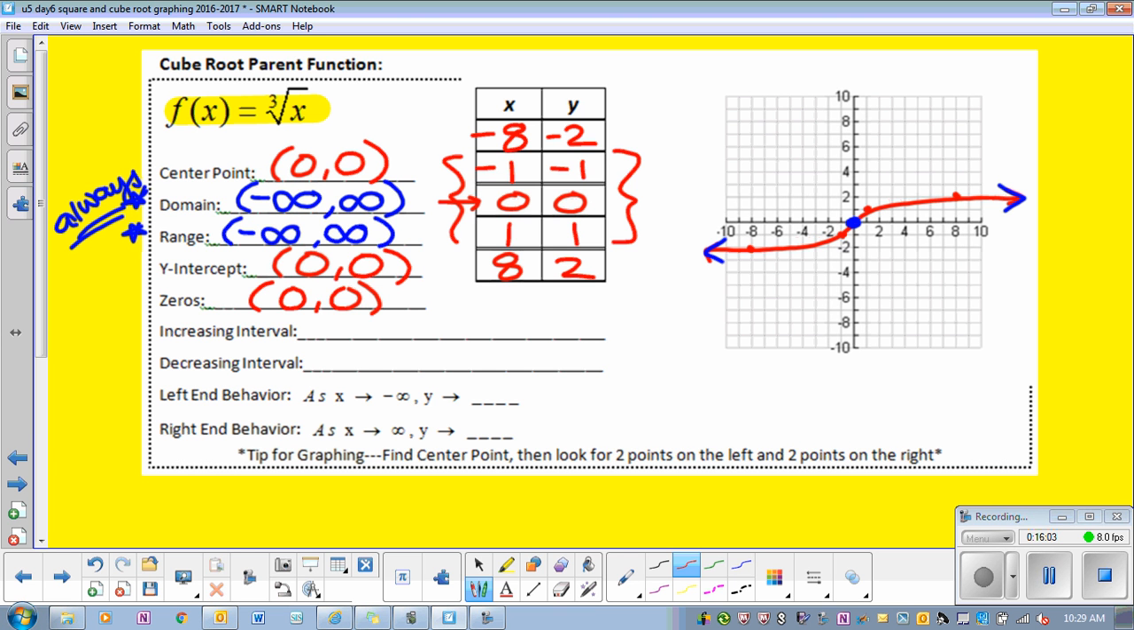Now, for the increasing and decreasing intervals, guys, same thing. You can only have one, not both. I should probably say only one, right? Only one, not both. And again, this is going to be the same as the domain, so it's going to be negative infinity to infinity, right? Look at this graph from the left to the right. What's this doing? Going up. Good. Going up. It's increasing. Good. So it's increasing from negative infinity to infinity.